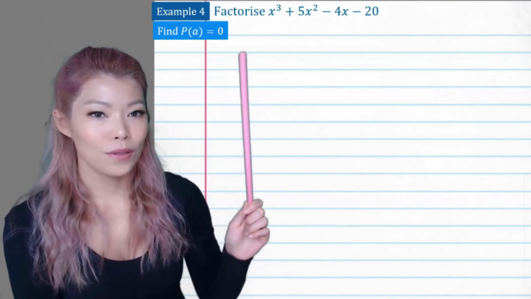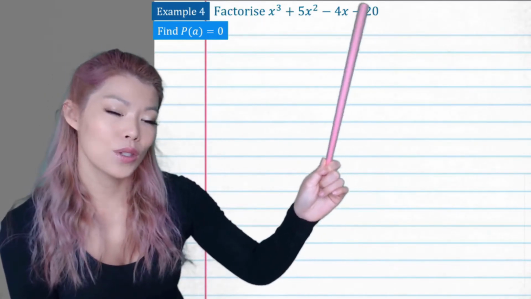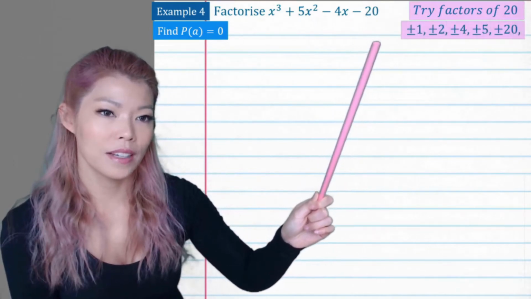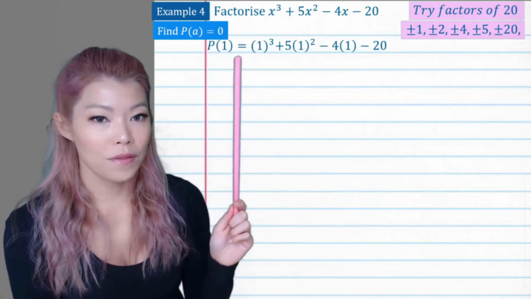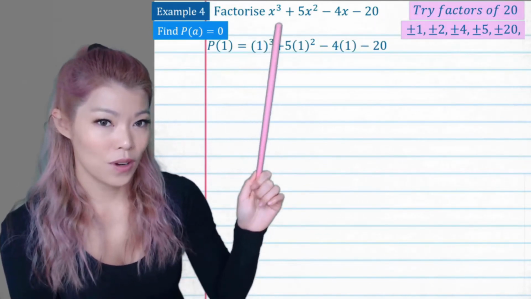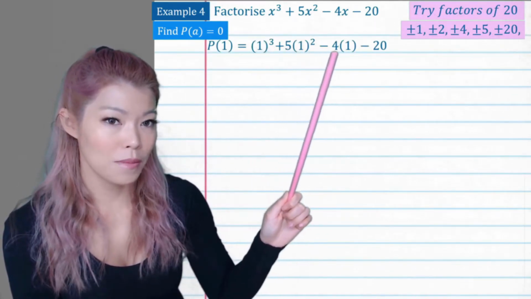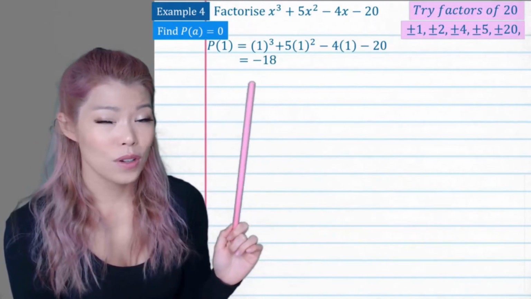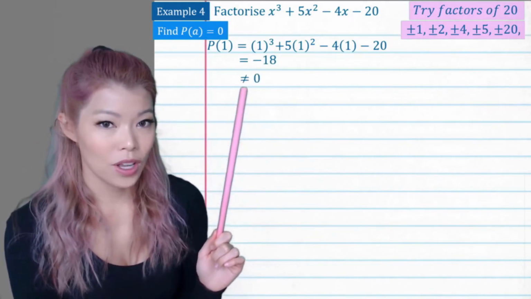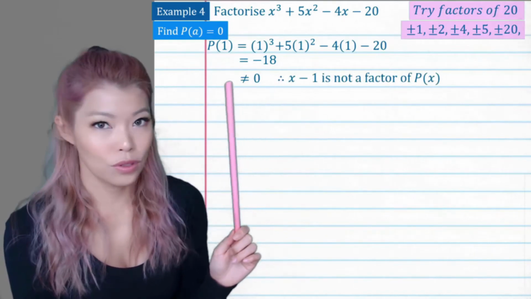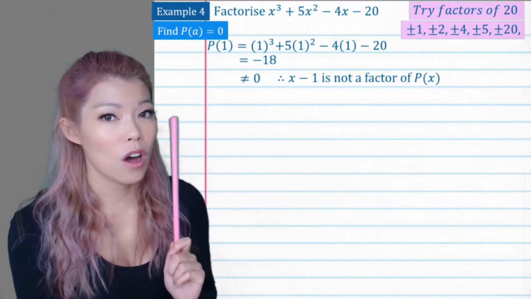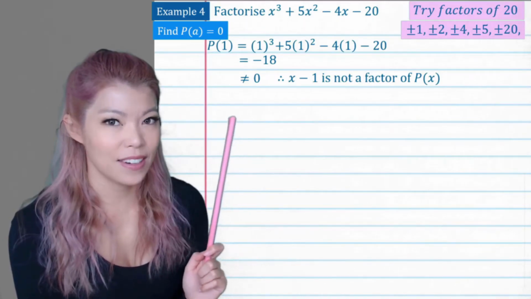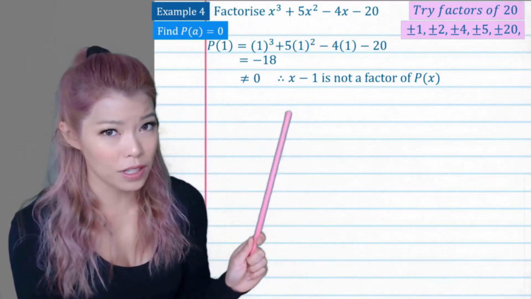So first of all, look for the first divisor, which has to be a factor of 20. So 1, 2, 4, 5 and 20, there's no point trying 3. So we try 1 first and see if it fits. So 1 cubed plus 5 times 1 squared minus 4 minus 20, and we notice it doesn't give us 0. So x minus 1 is not a factor of p of x. Remember at the start where we did 12 divided by 5 and it didn't give us a 0 remainder, so it wasn't a factor?